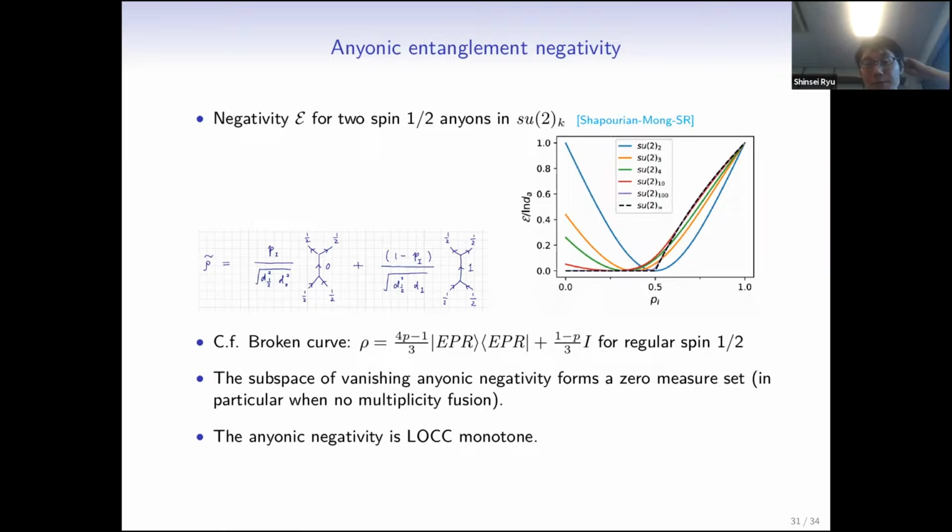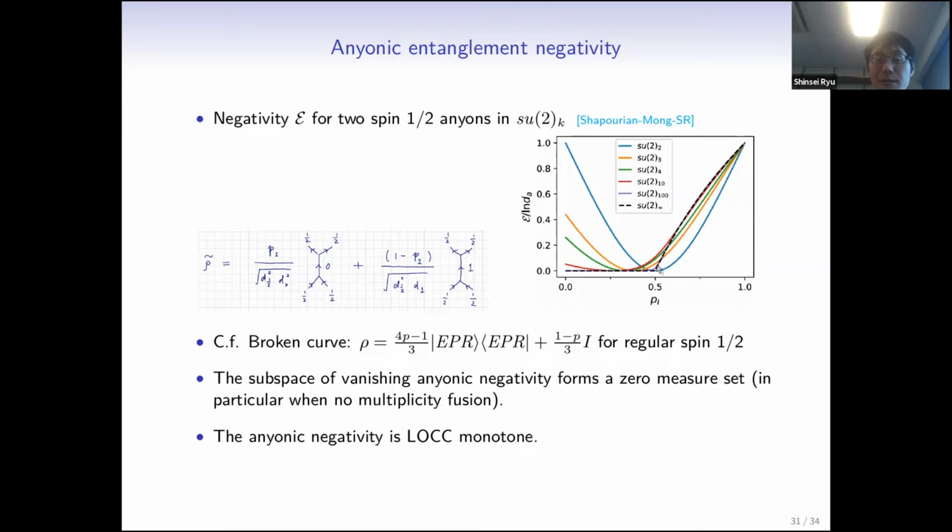Another interesting observation is that for spin 1/2, like a regular spin, entanglement negativity has an extended region where it vanishes, like this region. And then at some point it starts to be finite. So this behavior is known as sudden death. If you approach this point from above, entanglement negativity decreases and suddenly goes to zero, and then it goes all the way from here to here. So this sudden death phenomenon does not seem to occur in an anionic system.